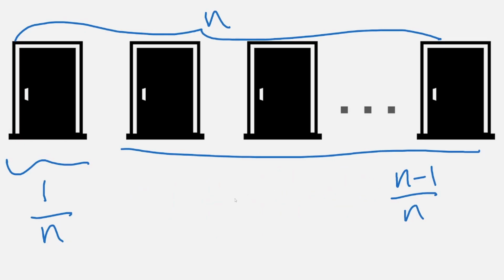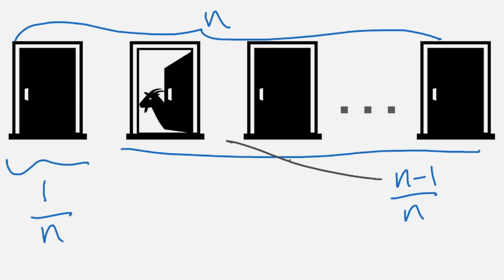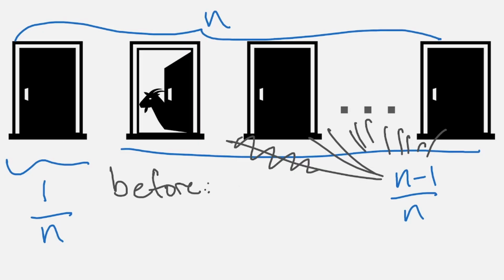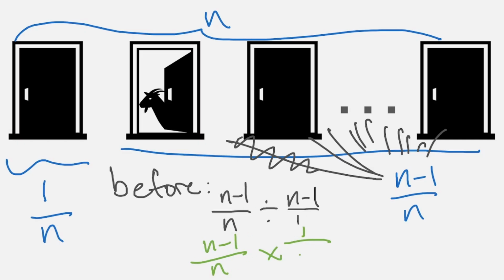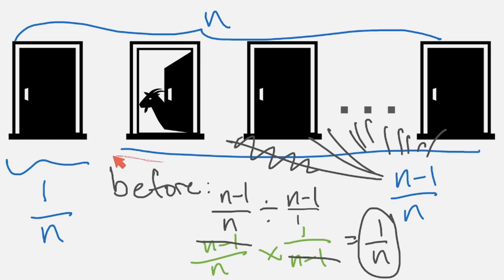Okay, now say the host comes along and opens one door and reveals a goat. This n minus 1 over n used to be distributed across all of these. But now it's removed 1, so it's not distributed across all of them. It's distributed across 1 fewer. Before the door was opened, each door had a probability of n minus 1 over n divided by n minus 1. If we flip and multiply this, that's n minus 1 over n times 1 over n minus 1. These cancel. And that's 1 over n. That's exactly what you expect, right? Every door has 1 over n. So that was the before case.